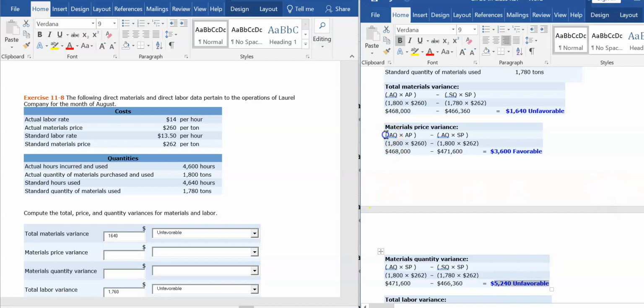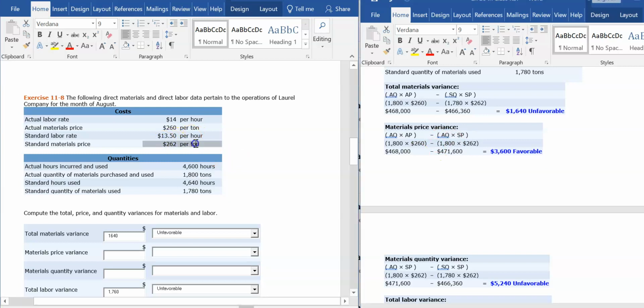The formulas tell us that to calculate the price variance, we are going to multiply the total actual material cost, which is the actual quantity times the actual price, just like we did up here. We are going to compare that to essentially a flexible budget: the actual quantity of materials used at the standard price. Actual quantity of materials used was 1,800, and the standard price was $2.62.